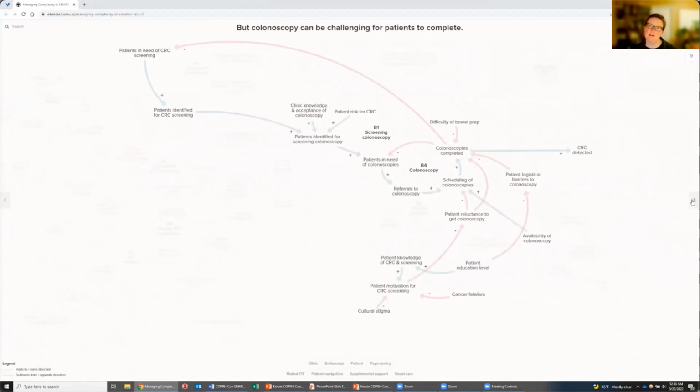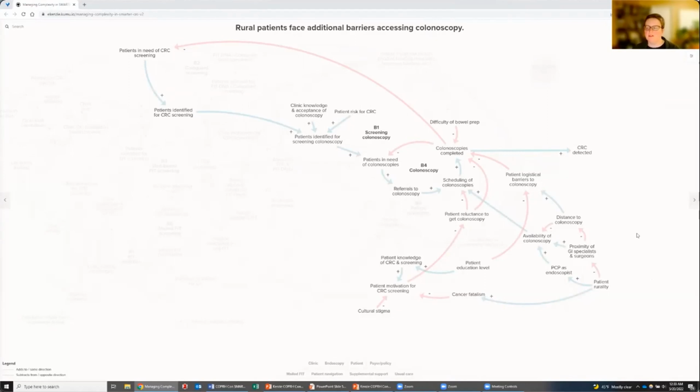So it's an invasive procedure with unpleasant prep. You need to take time off of work, have someone drive you home. It can be hard to find an appointment. Patients can be reluctant because they don't understand the importance of the procedure. There can be cultural stigma, fatalism involved. People just don't want to know. And rural patients face additional barriers, such as long distances to specialists.